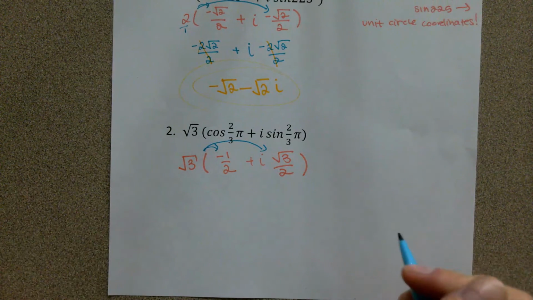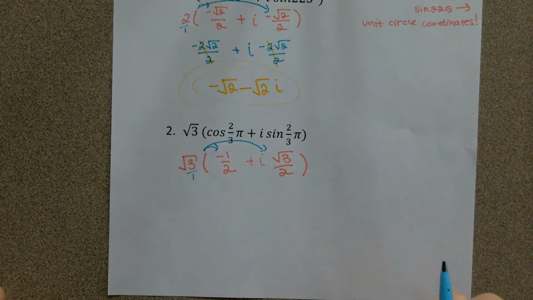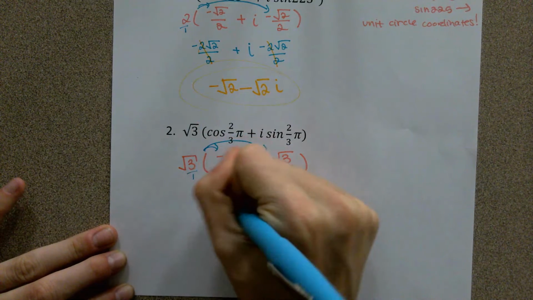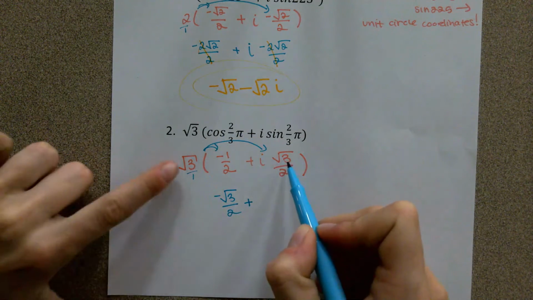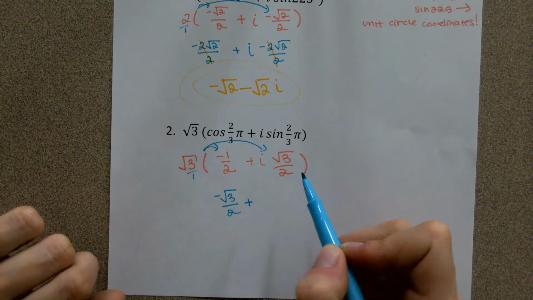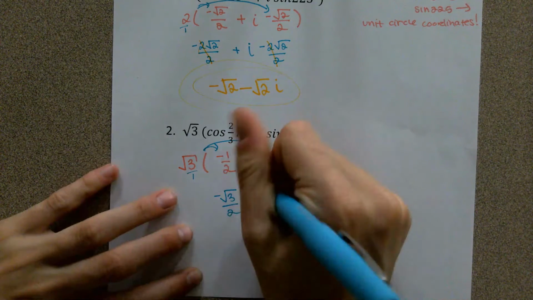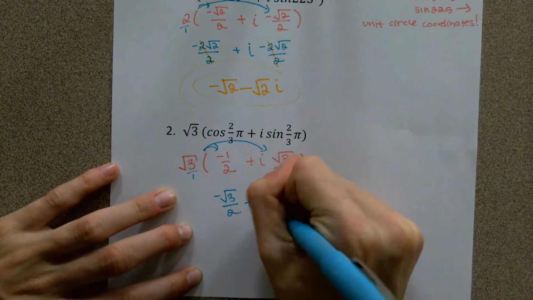Remember, this root 3 is technically over 1, so we're multiplying tops, multiplying bottoms, so this is going to turn into negative square root 3 over 2 plus, when we multiply square roots, we multiply the numbers inside of them, so this is going to turn into square root 9 over 2 i.